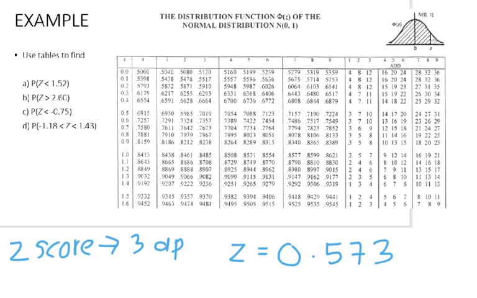So let's say we have the example here. It says use tables to find P(Z less than 1.52), P(Z greater than 2.60), P(Z less than negative 0.75), and P(negative 1.18 less than Z less than 1.43). Again, whenever we have capital P, it means we want to calculate probability, because capital P represents probability.